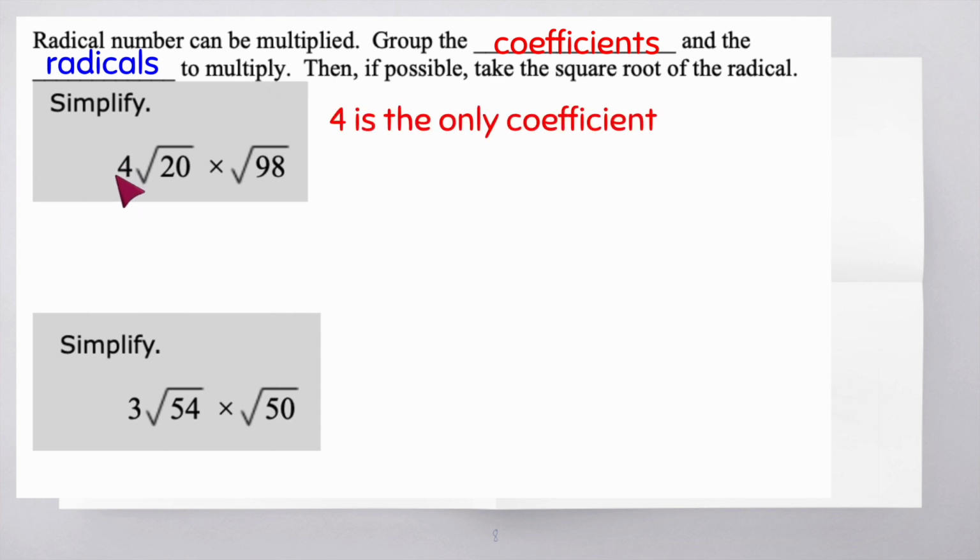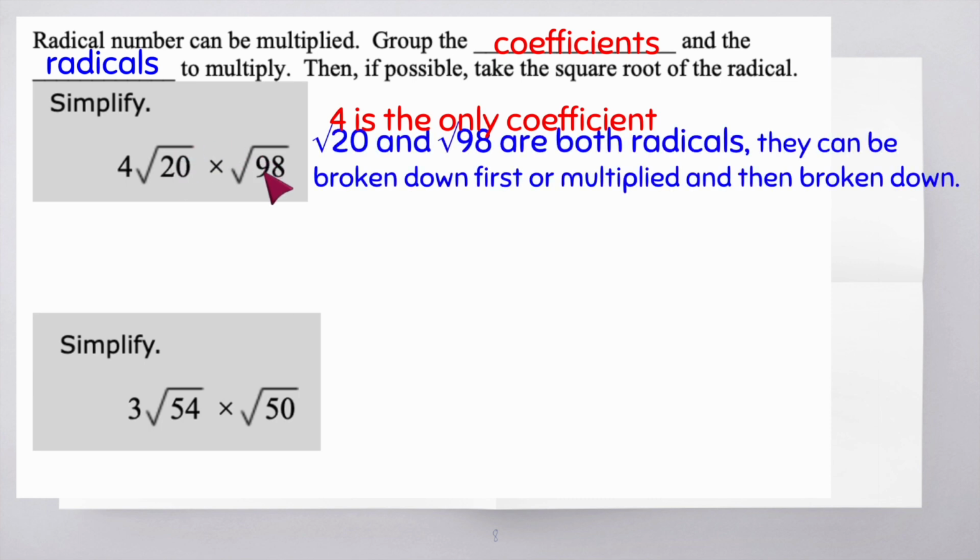So this one, 4 is the only coefficient. Remember, that's the number out in front. This one has a 4. This one technically has a 1. So 4 is the only one. Now we're going to focus on 20 times 98.